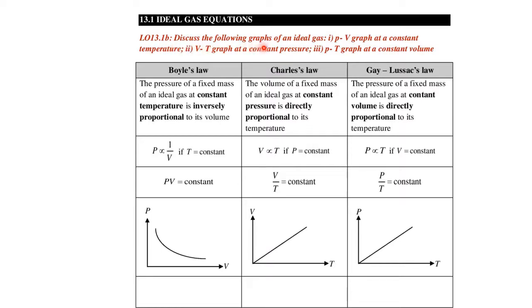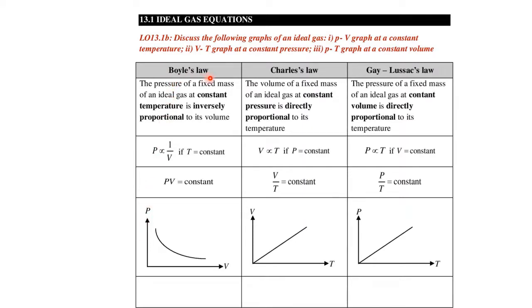Discuss the following graph of an ideal gas. First, pressure against volume graph at a constant temperature. Second, volume against temperature graph at a constant pressure. And then the third one is pressure against temperature graph at a constant volume. Okay, look at the first column. Okay, this is for Boyle's law.